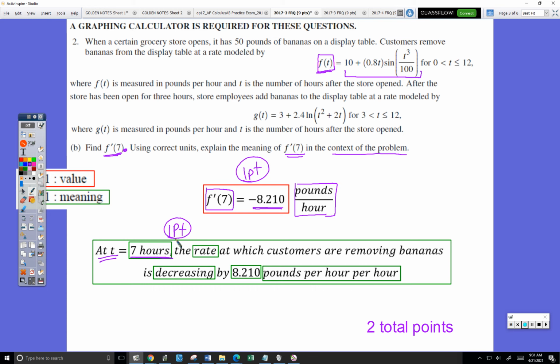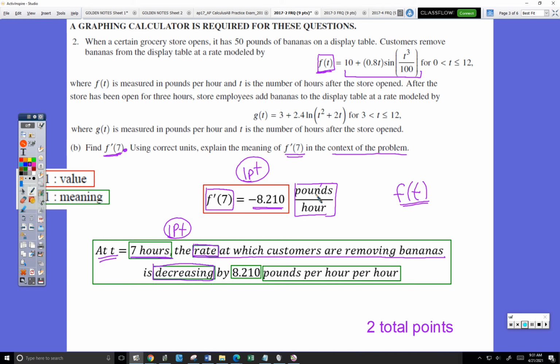At time equals 7 hours, the rate, because we're taking the derivative of f. F is already a rate. So the rate at which customers are removing bananas, that's f. That rate is decreasing.